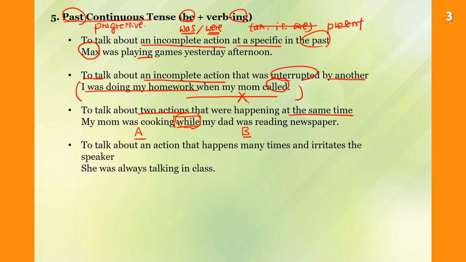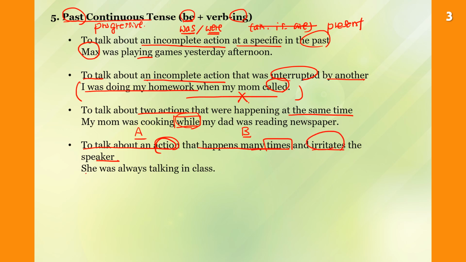My daughter was studying. My son was playing video games. My daughter was studying while my son was playing video games. And finally, we use past continuous to talk about an action that happens many times and irritates the speaker. Just like present progressive or present continuous, we use this to talk about an action that happens many times and it irritates the speaker.